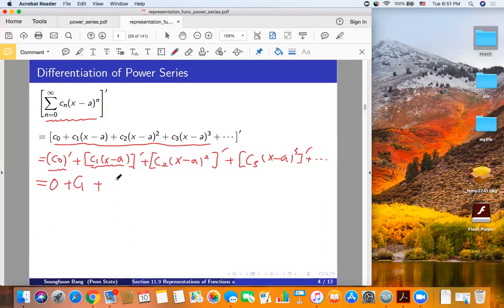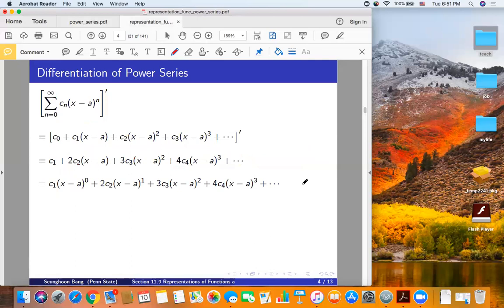You can keep c2. The (x minus a) squared prime is 2 times (x minus a), plus c3 times (x minus a) cubed prime is 3 times (x minus a) squared, and so on. So we have this one. The next, you can change it. This is the same as c1 times (x minus a) to the 0, 2 times c2 (x minus a) to the power 1, 3 times c3 (x minus a) squared, 4 times c4 (x minus a) cubed.